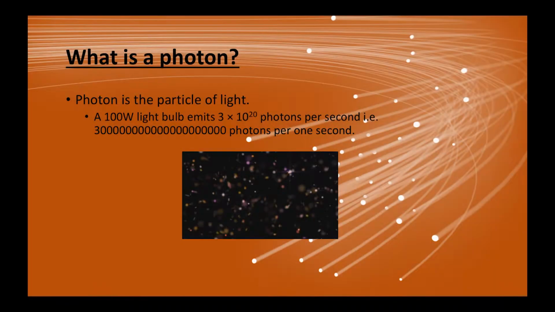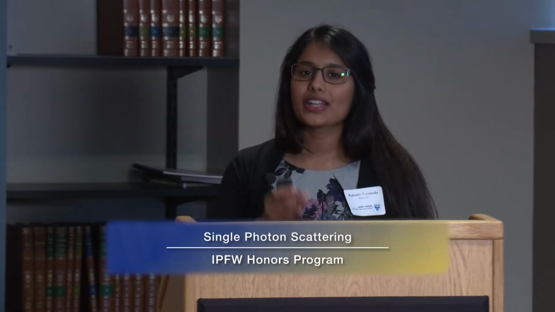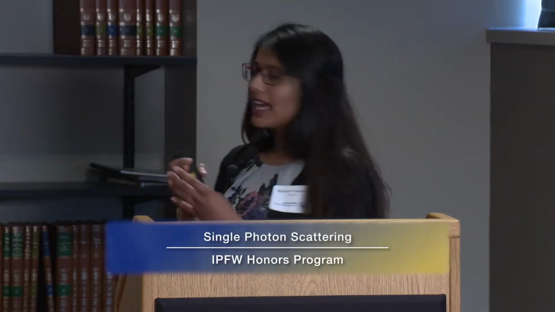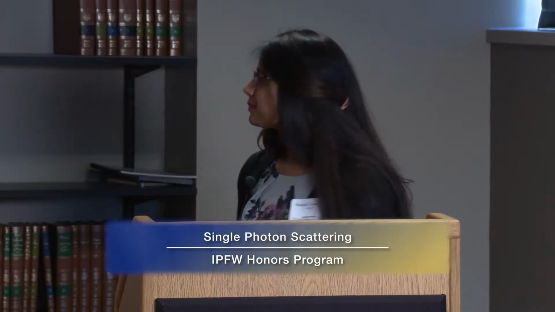Now that we know that light is a particle, what is that particle? It's a photon. Whenever I'm talking about light as a particle, I'm talking about photons. At this very moment, we are surrounded by billions of photons. In the example I'm giving, a 100-watt light bulb would be giving off that many photons per second. Look at how many zeros there are. That is a lot of photons.